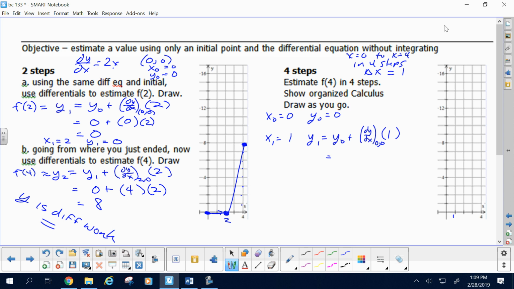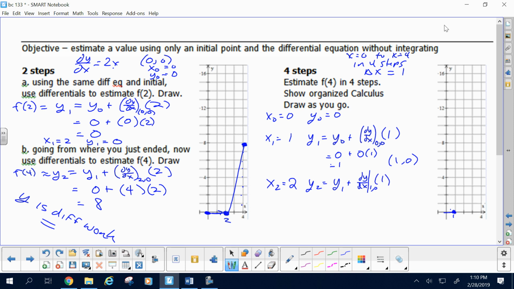What is the previous y? 0. What is the derivative at 0, 0? What was the slope at 0, 0? 0, which takes me exactly 1 unit over. So make a little segment to 1, 0. Because right now, we're at the point 1, 0. Now my second x is 2. And y2 is y1 plus a new rate of change at 1, 0 times a delta x of 1.